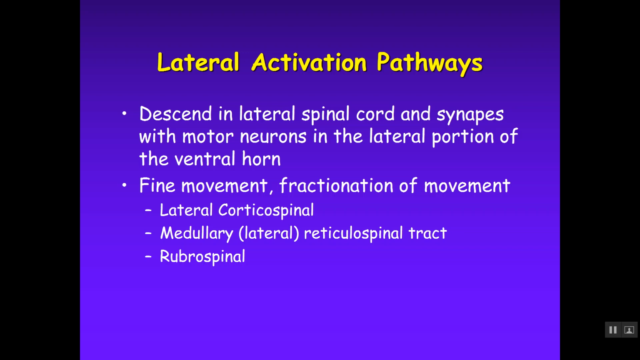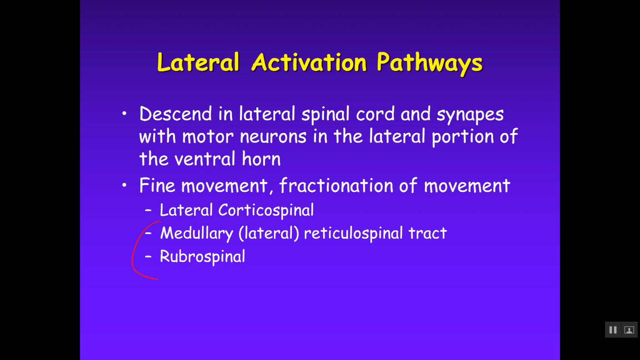Okay, 3 pathways do this. The main big one that everybody has learned about is the lateral cortical spinal tract. The other 2 are also brainstem tracts. It's just insane how much stuff is packed into our brainstem: all these pathways, all those cranial nerve nuclei, and other nuclei associated with descending pain control and ascending influence over the cortex. But the 2 here are the medullary or lateral reticulospinal tract and the rubrospinal tract.